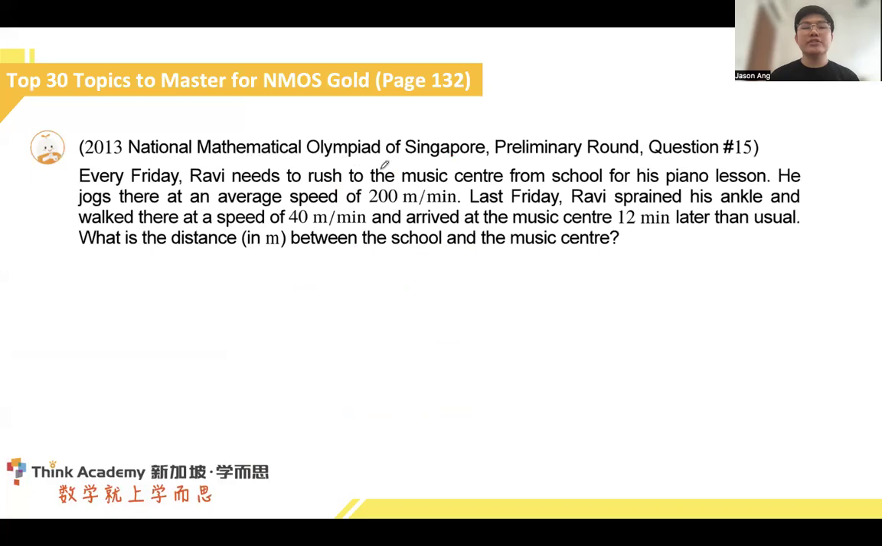So every Friday, Ravi needs to rush to the musical center from school for his piano lesson. He jogs there at the average speed of 200 meters per minute. But last Friday, Ravi sprained his ankle and walked there at the speed of 40 meters per minute and arrived 12 minutes later than usual. Since we are not given the time, let's take the usual time taken as x minutes again. So 200 meters per minute multiplied by x. And this will be equivalent to his new speed of 40 meters per minute multiplied by x plus 12 minutes later.